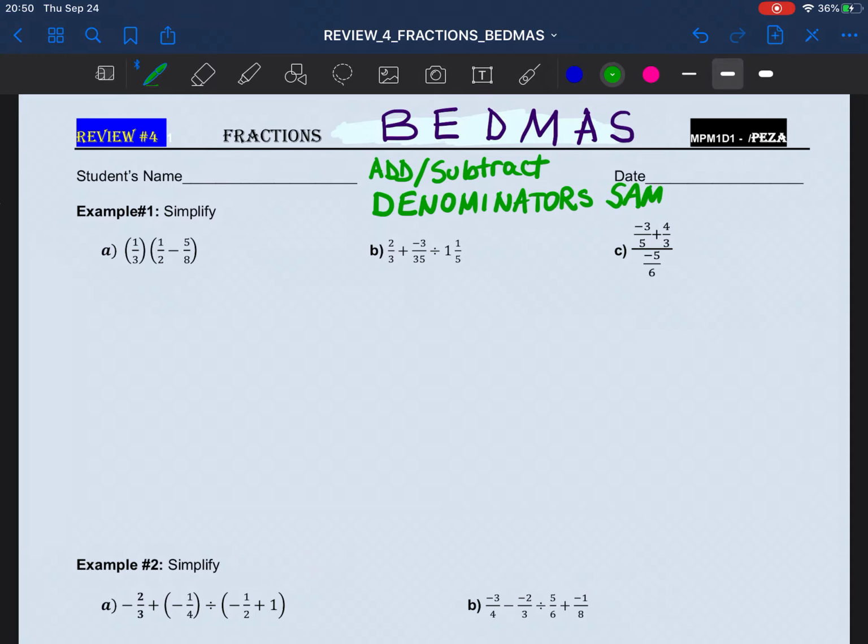Okay? So very often I've seen people that when multiplying and dividing, they still want to make denominators the same. Nothing wrong with that because it's going to work out anyways, but it's just unnecessary. So let's get started. In the first example, we have the fraction 1 over 3, brackets 1 over 2 minus 5 over 8. So we're going to start with brackets first.